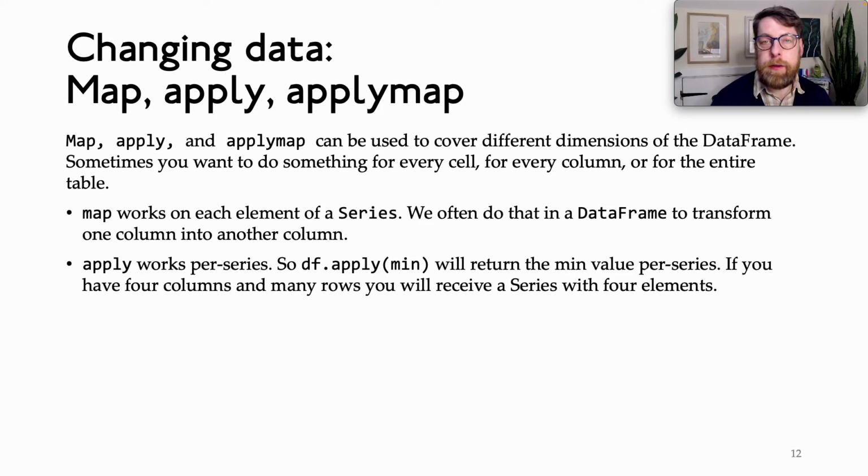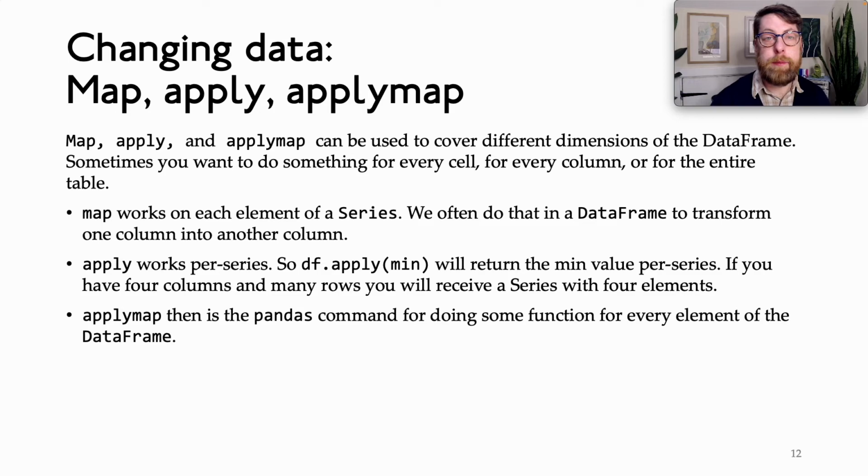So apply works on a per series basis. Instead of taking a series and going through each element, you give it the data frame, and for each series, it'll do some calculation. Like you might apply min, and for each series it'll give you the minimum value for that column. If you have a really long list but it has 4 columns, when you apply min, you'll get a new series back that's got 4 elements, one min for each of the columns.